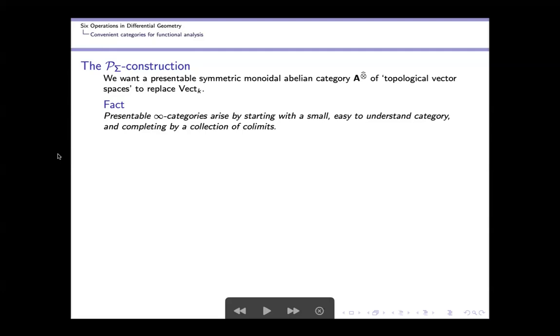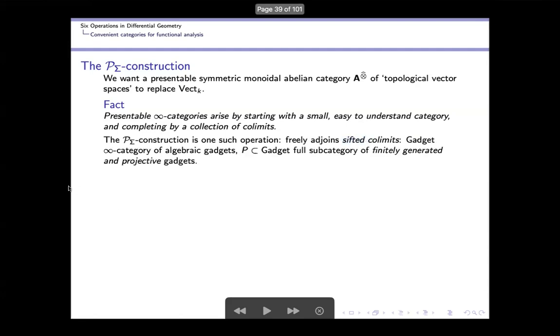Another way to do this, a particular way, is what's called the P sigma construction. And this is something that, even if you don't recognize it now, you have seen in disguise many, many times. What the P sigma construction does is it takes a small category that you understand very well, and it freely adjoins a class of colimits that are called sifted. This is more or less how it works.